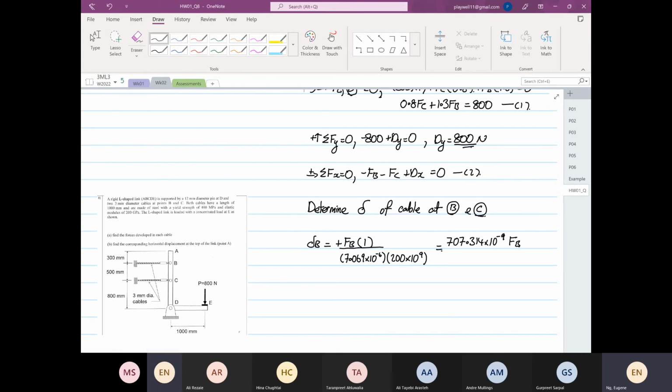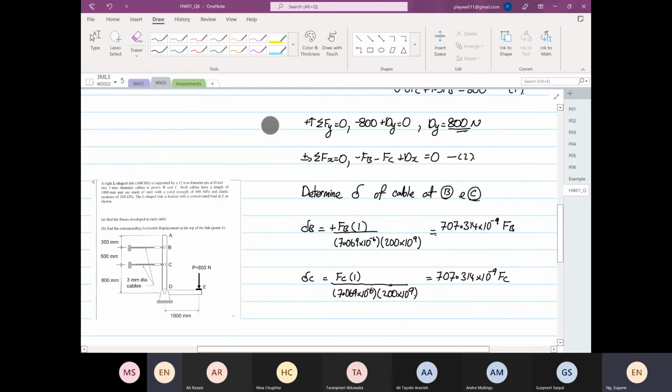Then if you look at deflection of point C, okay, so it's FC. The rest are the same. The cross-sectional area is the same, and 200 times 10 to the power 9. So this is also equal to 707.314 times 10 to the power minus 9 FC. That does not mean they share the same deflection, because the force of B is not equal to the force of C.